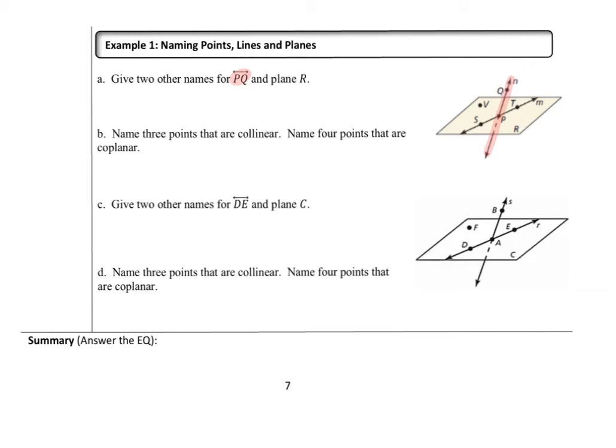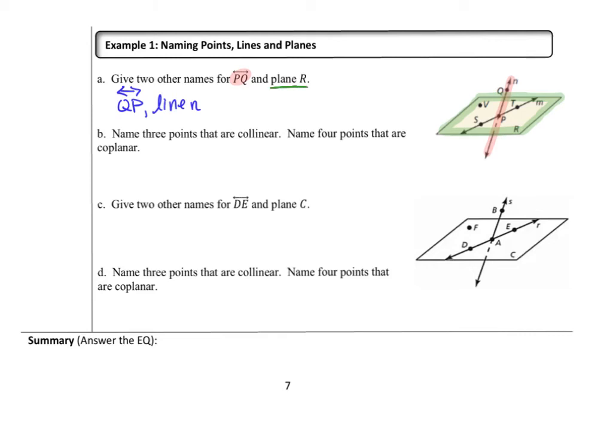So one way to name that same line is to just switch the order of the letters. So we can label it line QP. And then if you notice, there's a little N right here. So we can also label the line as line N. The plane is this whole thing behind, that I'm highlighting in green. So they're naming it plane R.